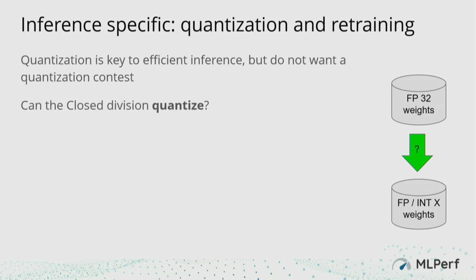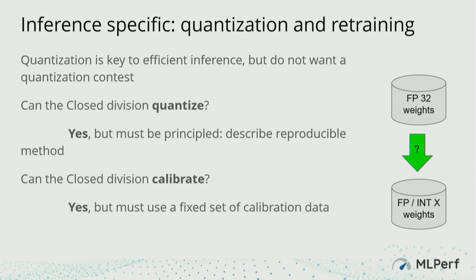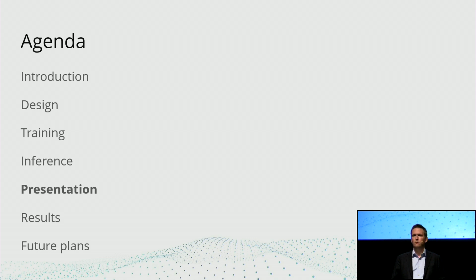So the question is, in the closed division, can you quantize? Yes, but we insist that you're principled. You have to describe a reproducible method, no magical quantization. Can you calibrate? Yes, but you must use a fixed set of calibration data. Can you retrain? No. Retraining really opens the Pandora's box, and we're just ruling it out of this first round while we figure everything else out. Then we'll look at it again. We'd like to give people this flexibility, but it's hard to figure out how to do it in a fair way.